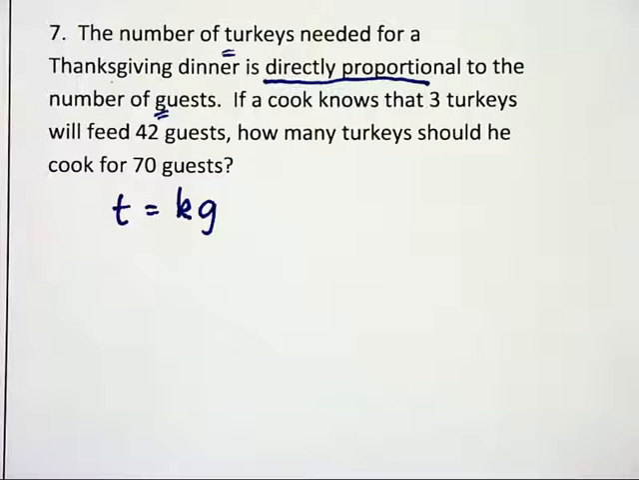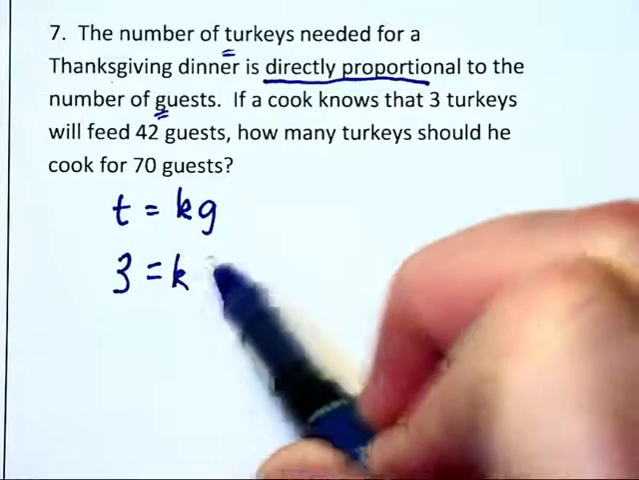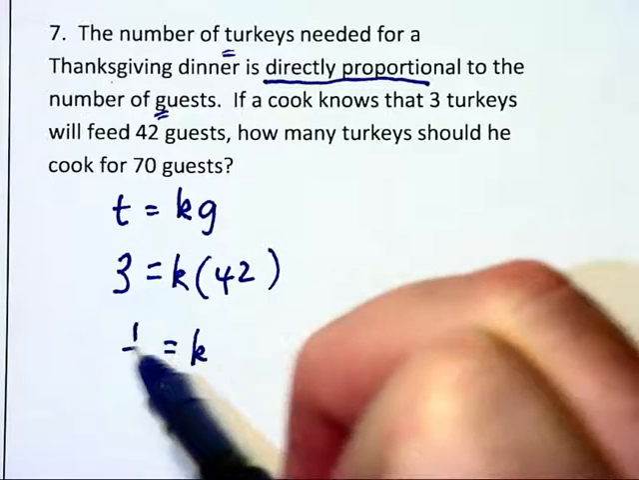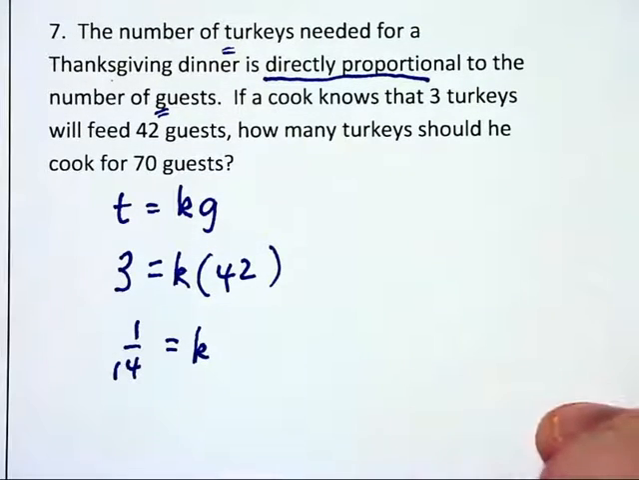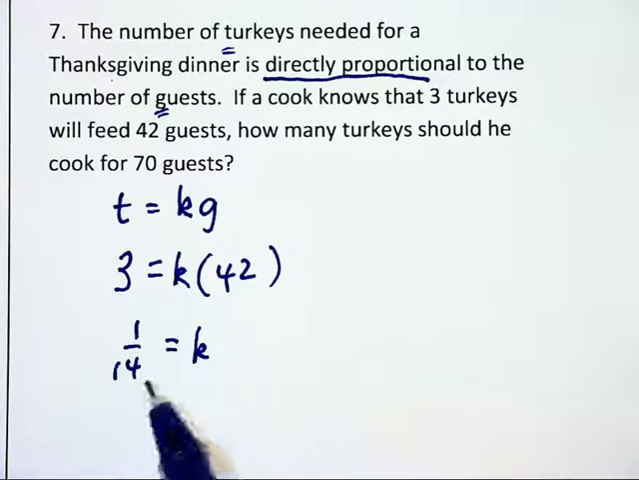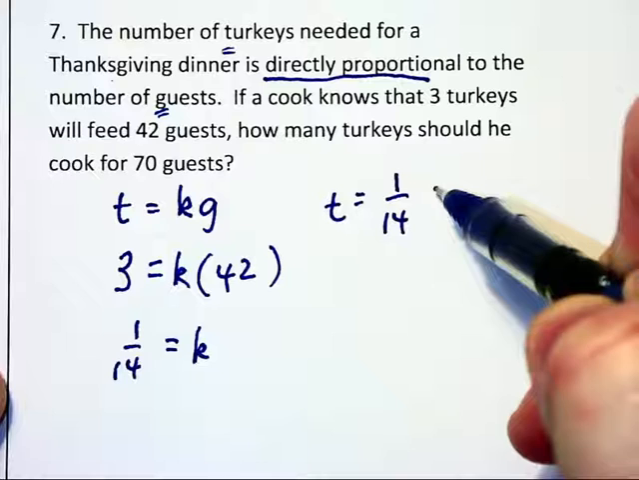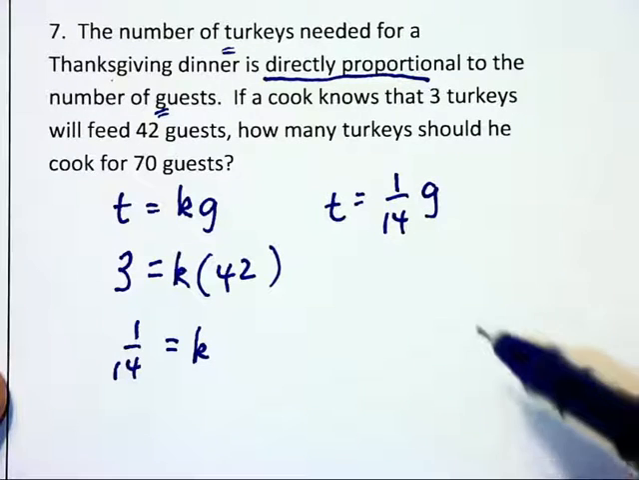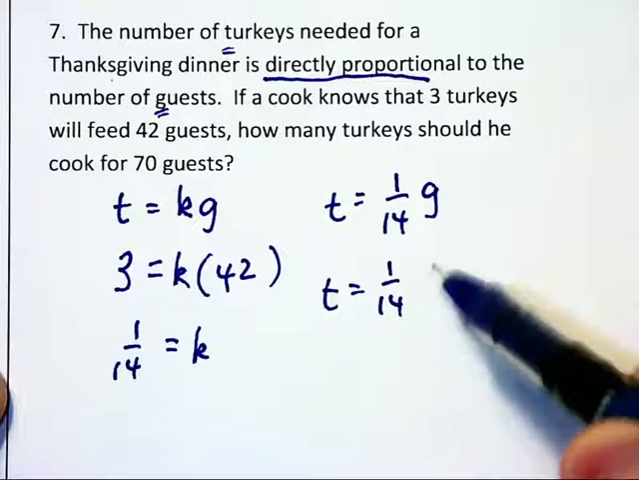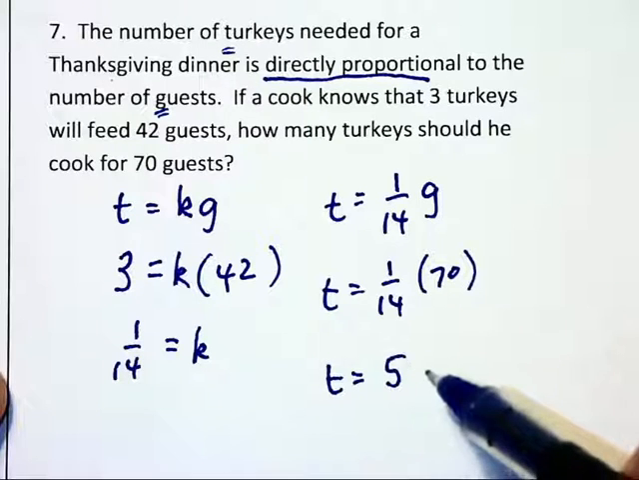If a cook knows that it takes 3 turkeys to feed 42 guests, well, 3 is equal to k times 42, and dividing through by 42, we find that k will equal 1/14. The interpretation of this is that each turkey will feed 14 people, or that one guest will have 1/14 of a turkey. I can rewrite a general equation here of T is equal to 1/14 G. How many turkeys should be used or cooked for 70 guests? Well, substitute in 70 for G, multiply by the 1/14, and find out that we will need 5 turkeys.